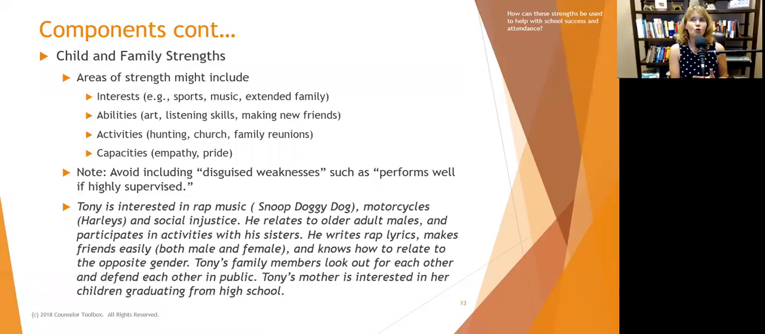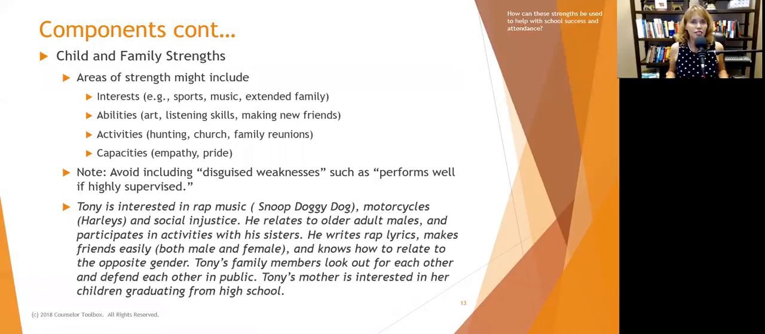He relates to older adult males and participates in activities with his sisters. He writes rap lyrics, makes friends easily, both male and female, so that's a strength, and knows how to relate to the opposite gender. So he doesn't have any social anxiety going on here. Tony's family members look out for each other and defend each other in public, and his mother is interested in her children graduating from high school. So all these can be seen as strengths. These are things that we can work with. We just have to figure out how.